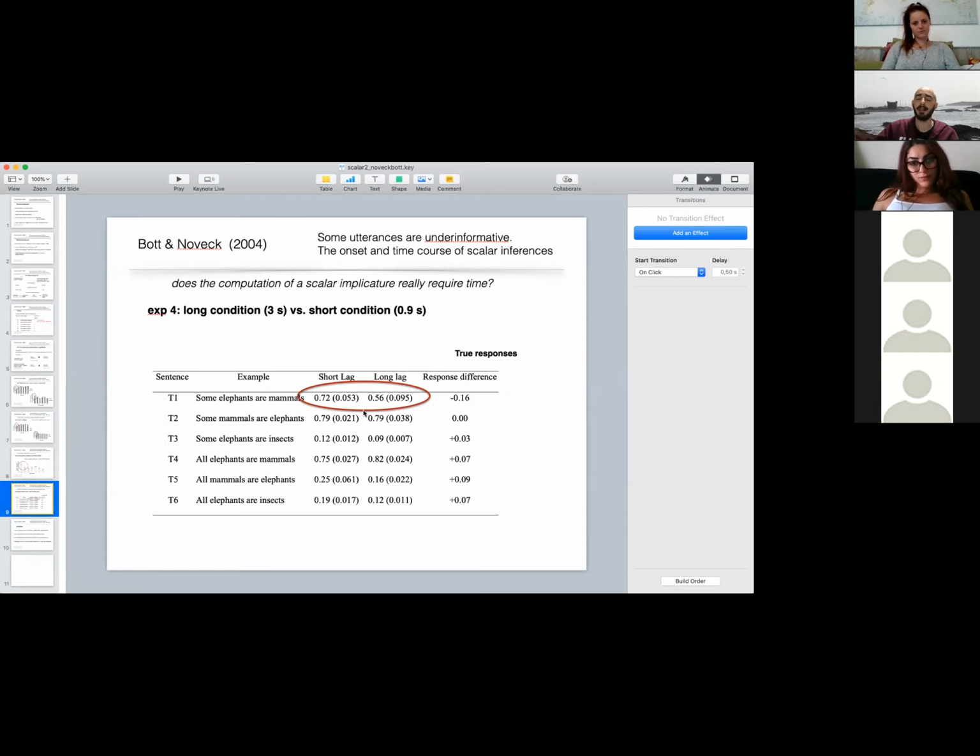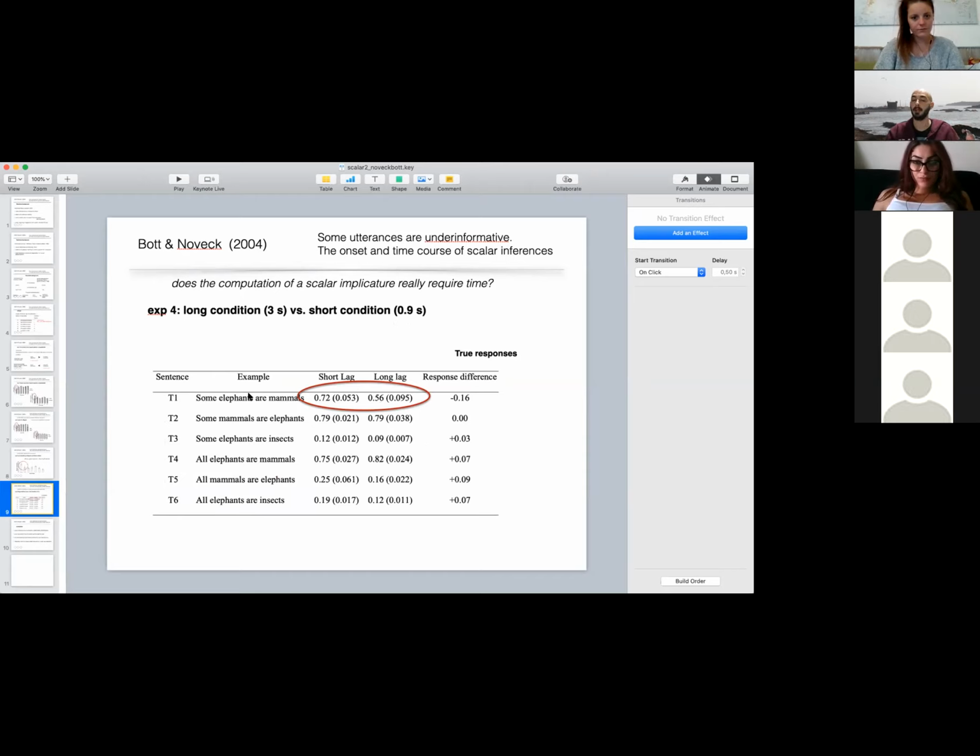And then they had a final experiment when they gave in one condition 3 seconds to answer, and in the other condition only 1 second. And guess what? They found way more pragmatic responses, so rejection of the pragmatic violation, when there was more time. When there was less time, people computed less implicature and provided more true answers, so more logical responses.